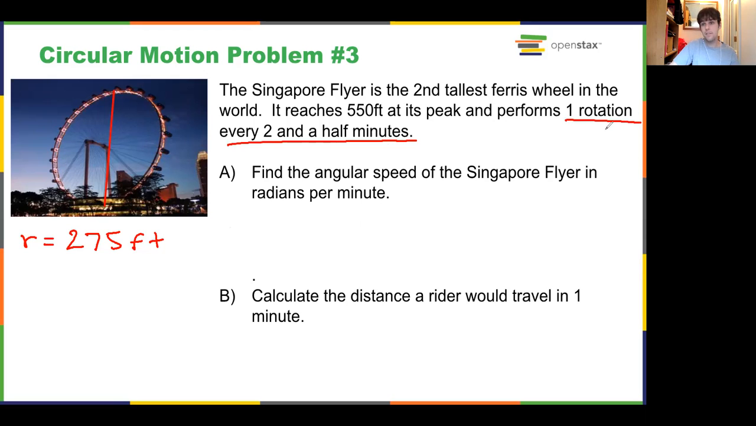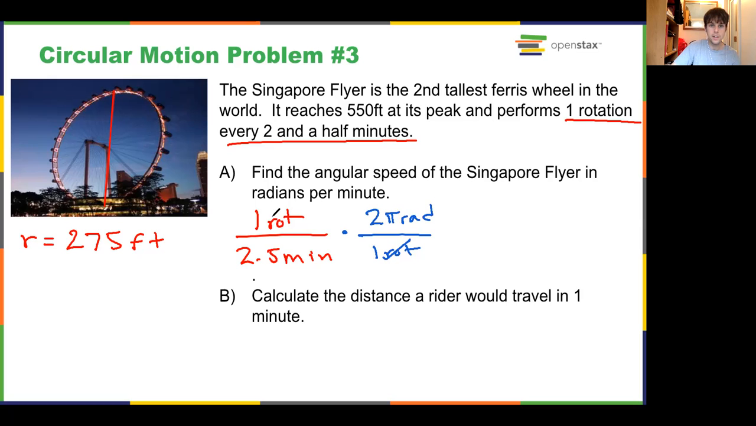Okay, so that is kind of an angular speed, right? Rotation is an angle per time, so that is an angular speed. So that's one rotation per 2.5 minutes. If we want to go into radians per minute, we will need to multiply this to cancel some things out. So one rotation is equivalent to 2 pi radians, right? So that cancels out our unit of rotations, and we're going to be in radians per minute now. So that's 2 pi over 2.5 radians per minute.